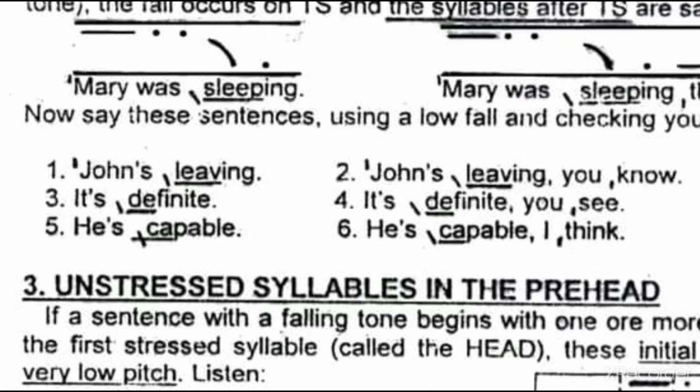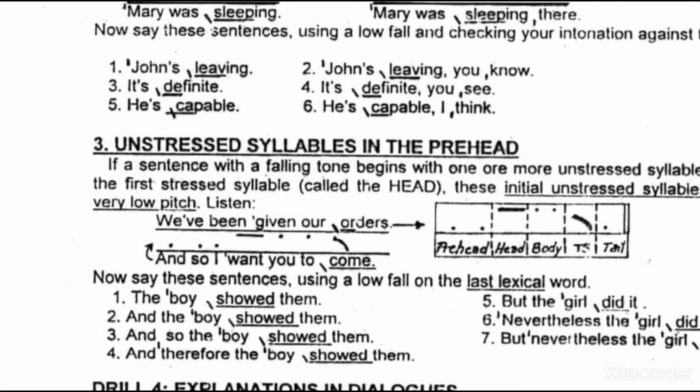So John's leaving, you know. The tail here is ving, you know. It's definite, you see. So the tail here is nite, you see. And finally, number 6, he is capable, I think. So here the tail is ple, I think, because the TS is on ca.